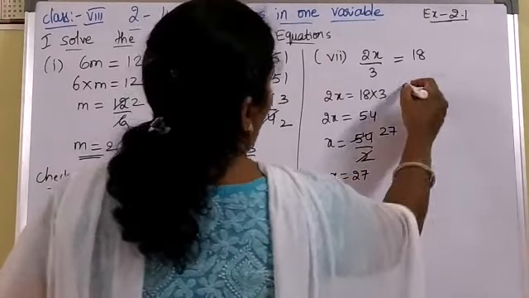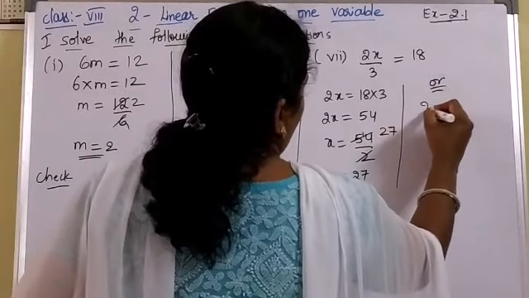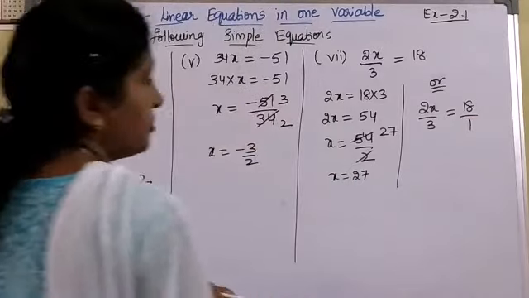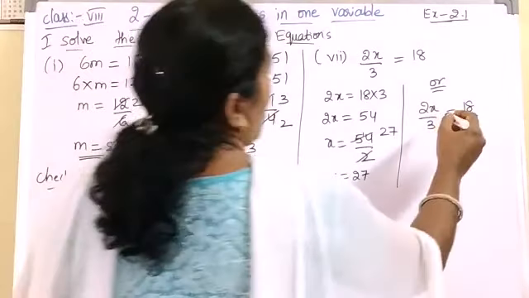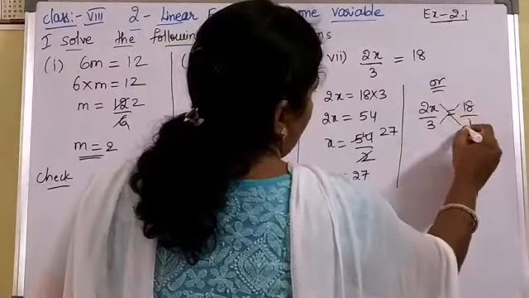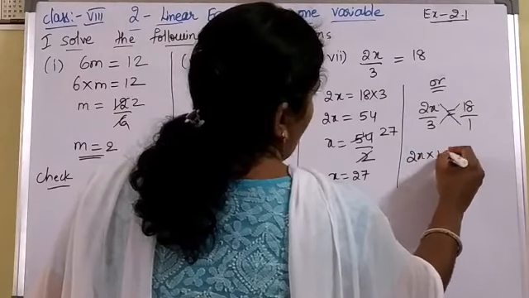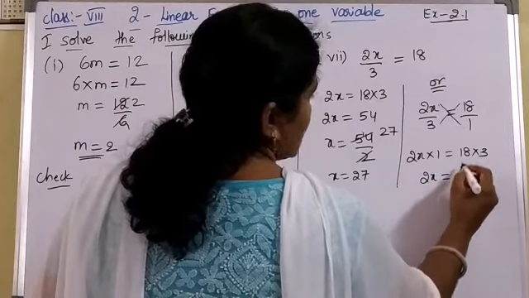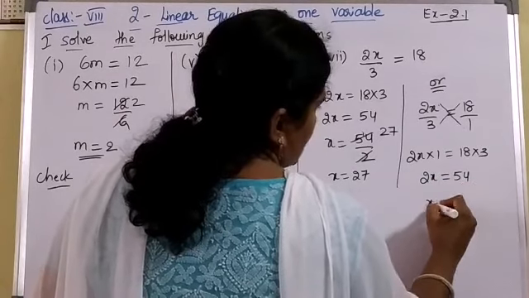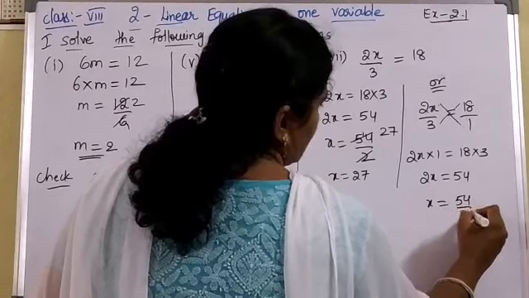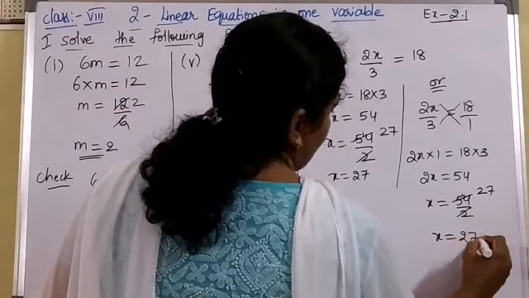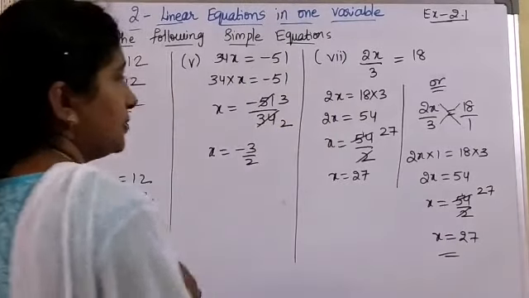This is one method. Or here you can write 2x by 3 equal to 18, no? 18 you can write as 18 by 1, children. Then you go for cross multiplication. You know cross multiplication. So 2x into 1 is nothing but 18 into 3. So 2x into 1 is nothing but 2x. 18 3s are 54. So x is equal to 54 by 2. When you cancel it, you will get 27. So x is equal to 27. You can do it in this method or this method.